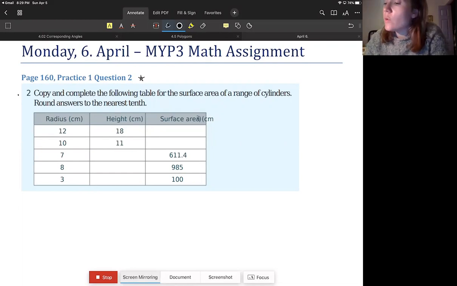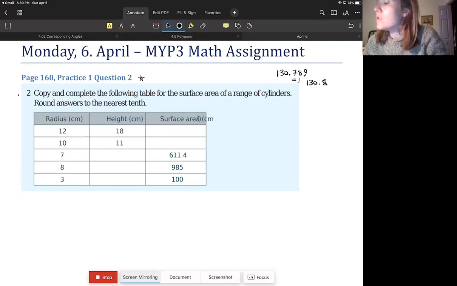So here we need to copy and complete the following table into your notes for the surface area of a range of cylinders. Round your answers to the nearest tenth, okay? So the tenth would be if I had a number like 130.789, we would round to the tenth, but the 8 would make that round up. So that would be our answer.